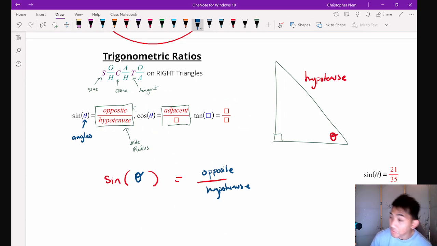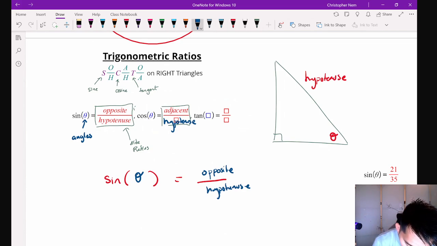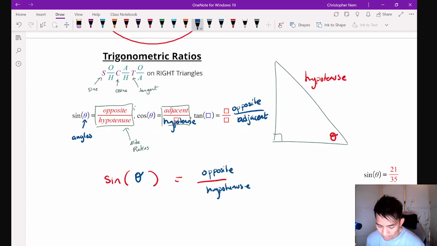If I want to do cosine of that angle measurement, I'm going to do the adjacent side length divided by the hypotenuse side length. A over H. If I want to do tangent of that angle measurement, I'm going to do the opposite side measurement divided by the adjacent side measurement. I almost messed that up. And it does matter what angle you're talking about.